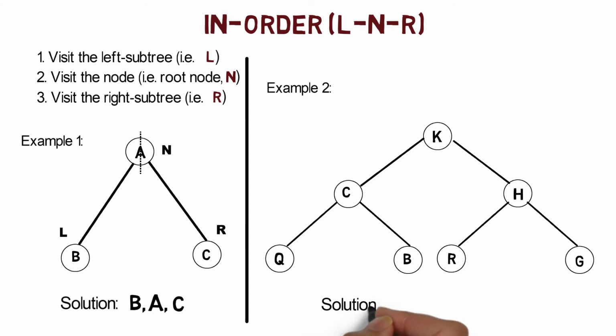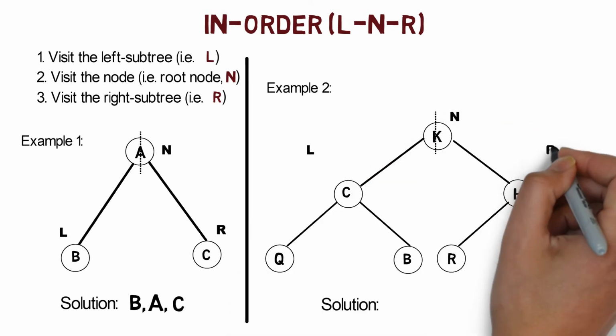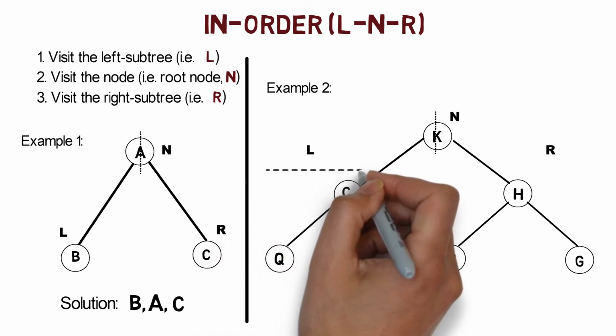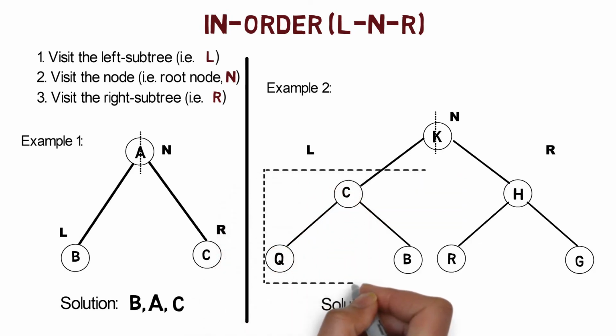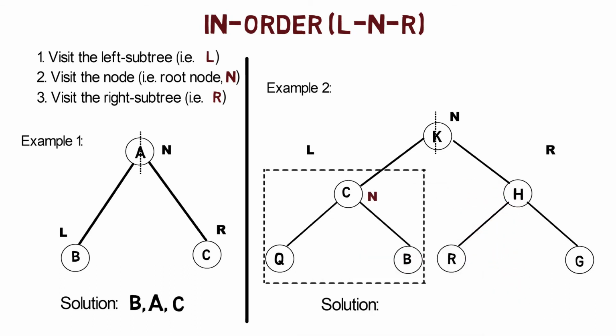As usual, we point out our root node, which is K, and then the left side of K becomes our left subtree, and its right becomes the right subtree. So we focus on the left subtree and then consider this tree. Here C becomes the root node, Q is the left subtree, and B is the right subtree. Remember, in InOrder, we start visiting the left subtree before visiting the root node, and finally the right subtree. So to traverse this tree, we begin from Q to C and to B.